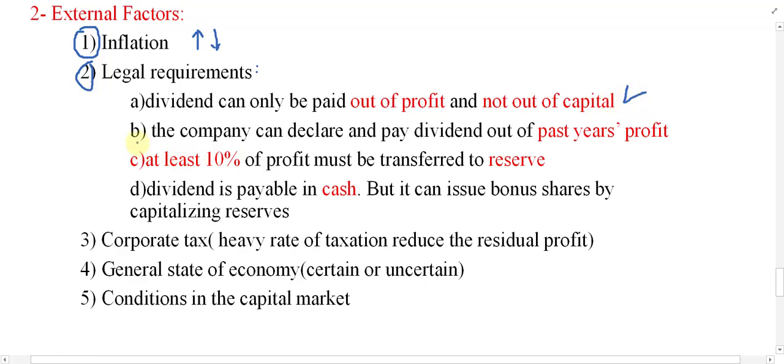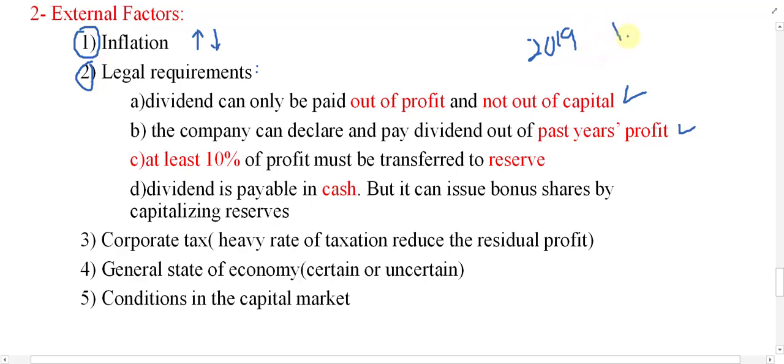Point number two. The company can declare and pay dividend out of past year's profits, right? It should be out of past year profit, not out of this year. What do you mean by this? Why is it called past year profit? Because we decide at the end of the year, right? Up to 31st of December, for example, we make the income statements of the company. Let us say, for example, this is 2019, and on 31st December 2019, we make the income statements.